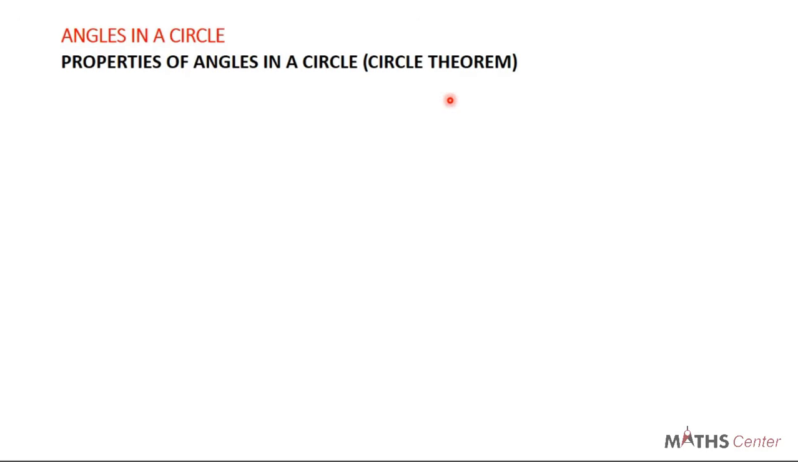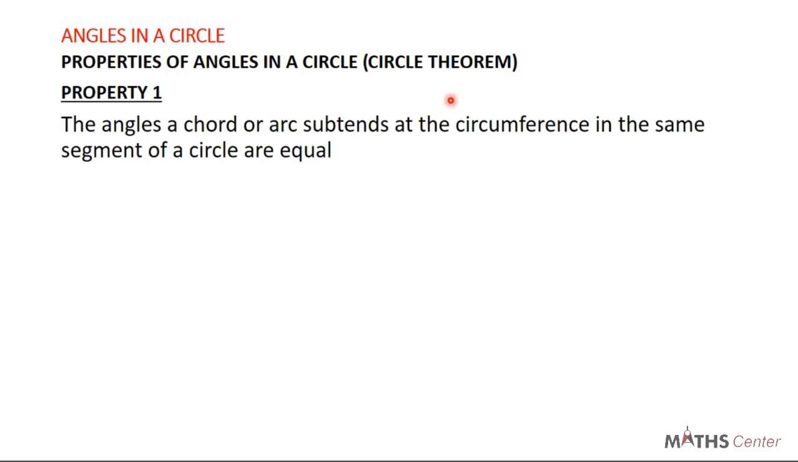So we are going to study about 10 theorems or 10 properties of angles in a circle. The first property is that the angles a chord or an arc subtends at the circumference in the same segment of a circle are equal.